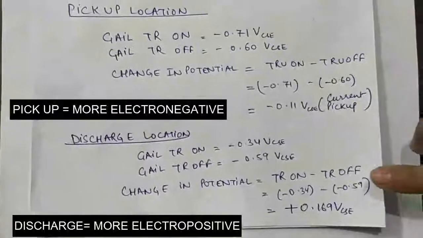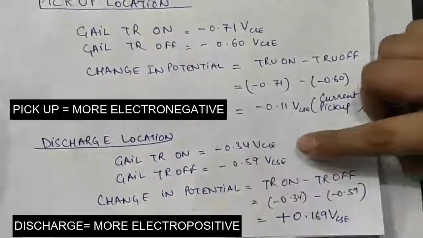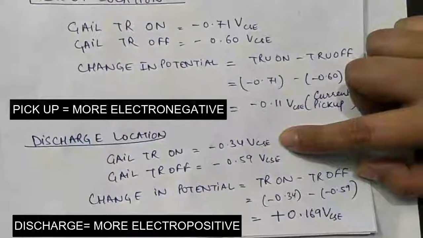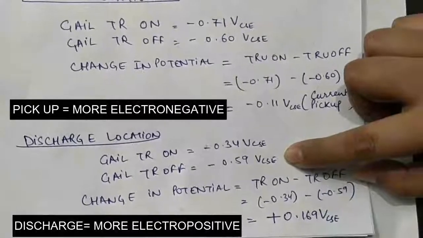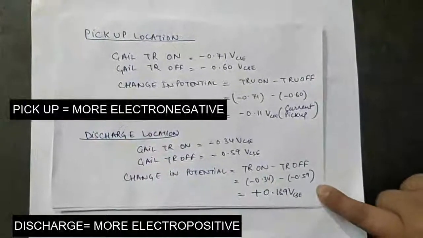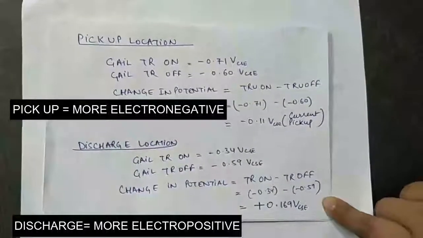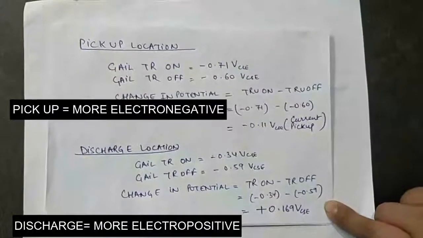Let's see what happens at the discharge location, that is the crossing location. When the GAIL's TR unit is on, we are getting a value of minus 0.34 volt. When the TR unit is switched off, we are getting a value of minus 0.59 volt. Change in potential value shows a positive potential swing of 0.169 volt, which is greater than 100 millivolt, conforming to DC interference.